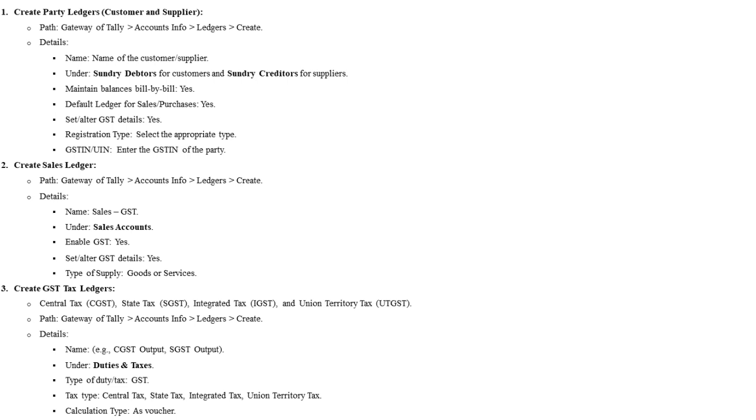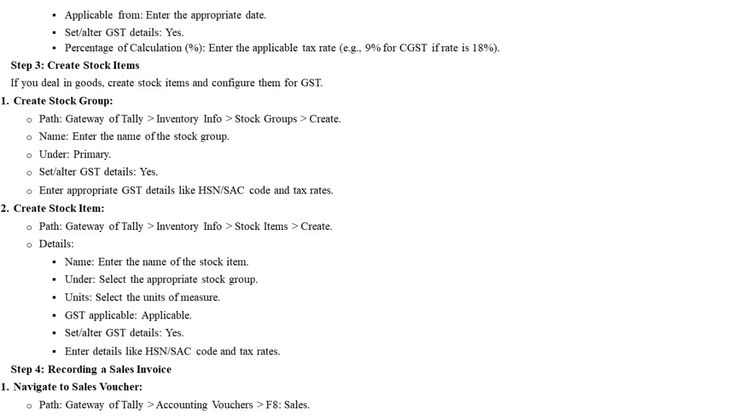Path: Gateway of Tally, Accounts Info, Ledgers, Create. Details: name, e.g., CGST Output, SGST Output. Under: Duties and Taxes. Type of duty: tax, GST. Tax type: central tax, state tax, integrated tax, union territory tax. Calculation type: as voucher. Applicable from: enter the appropriate date. Set/alter GST details: yes. Percentage of calculation: enter the applicable tax rate, e.g., 9% for CGST if the rate is 18%.